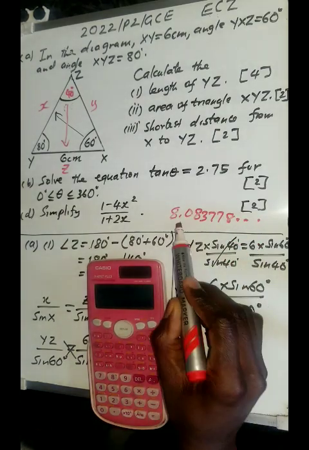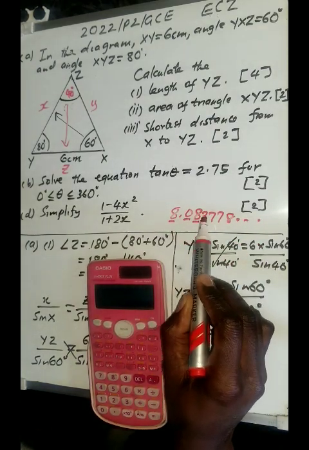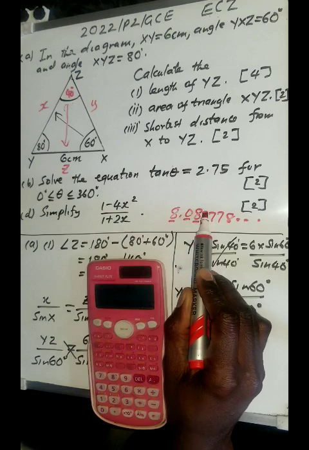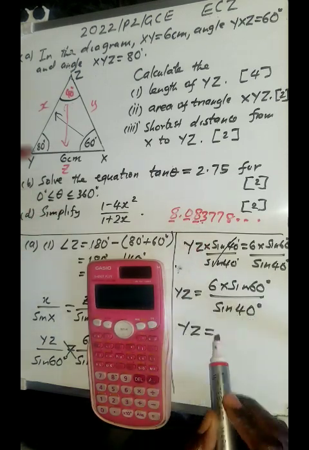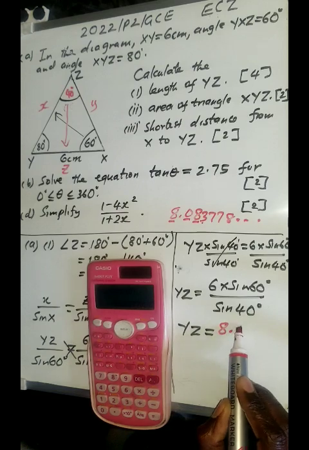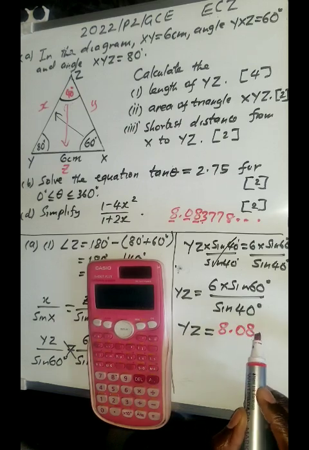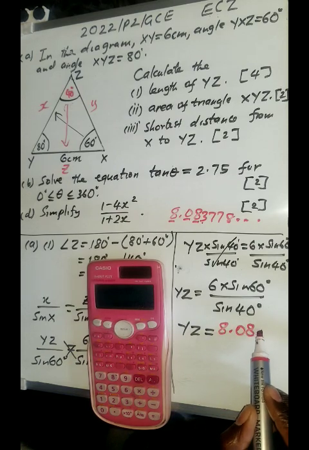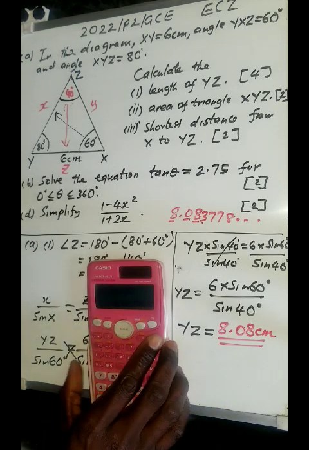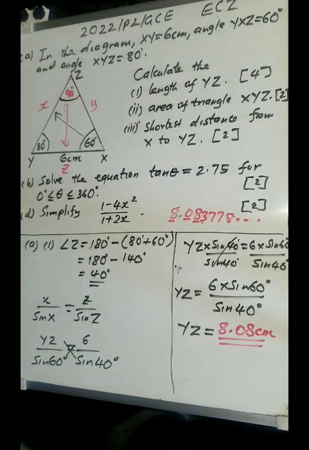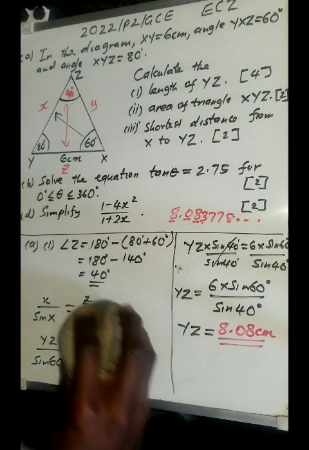Now to 3 significant figures, 1, 2, 3. So you look at the number in front. If it is 5 and above, you can add a 1, but it is less than 5, so you just leave it like that. So it will be 8.08. And this is going to be in centimeters. So that is your YZ. You can see you even get your 4 marks in the exam. So please pay attention to which side you are going to use. That's the idea with the sine rule as well.